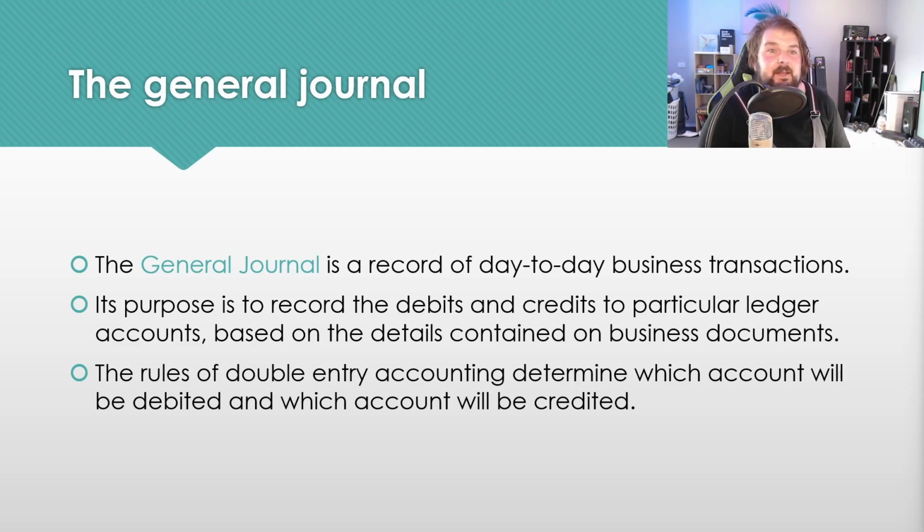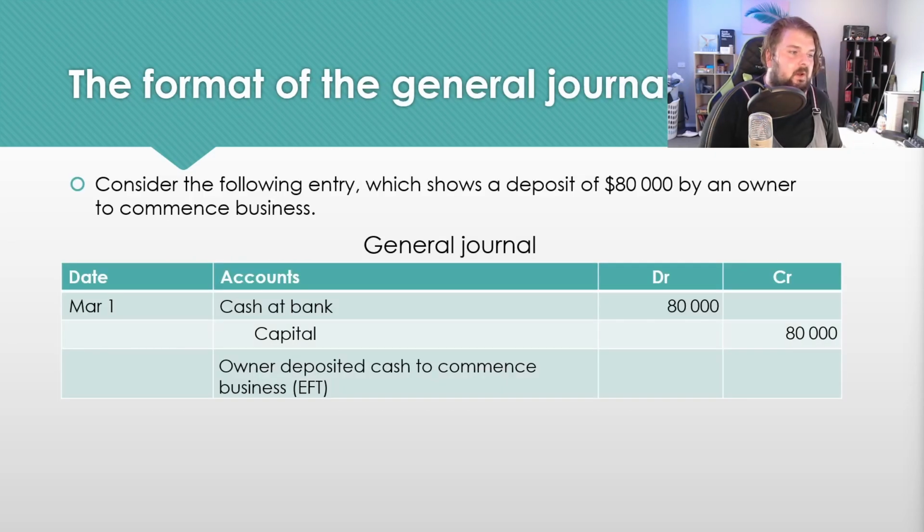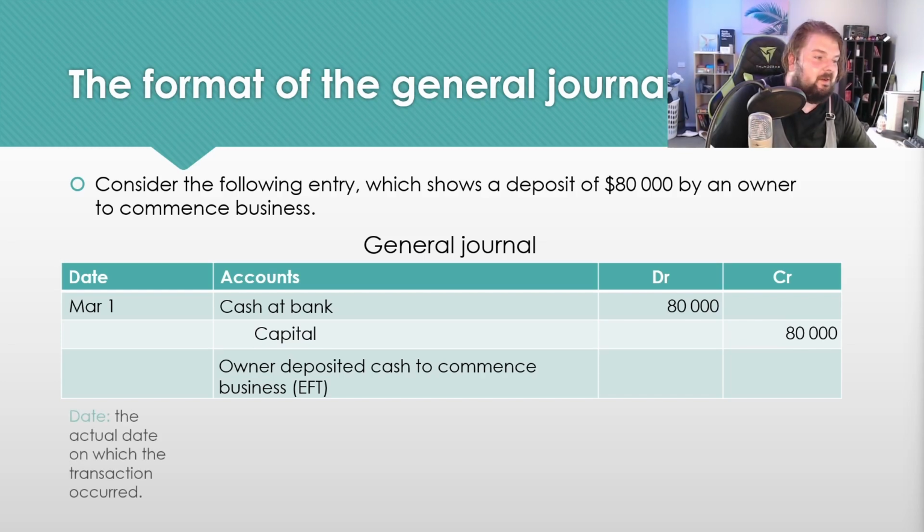So let's begin by looking at the sort of entries that we'll see at the commencement of a business. So you'll see here that we have a deposit by the owner of $80,000 in cash. So that's actually provided all of our detail that we need. So we've got the date that the transaction actually occurred.